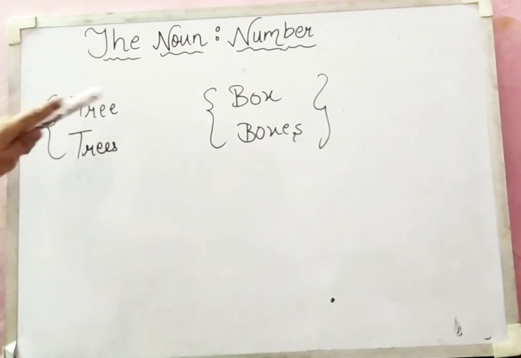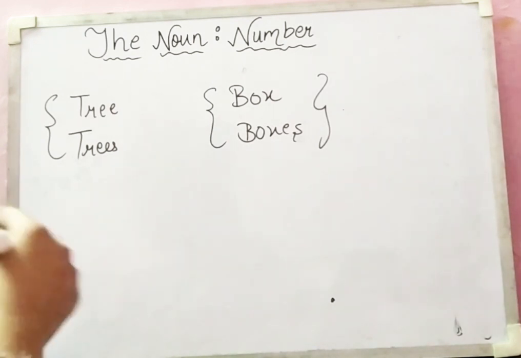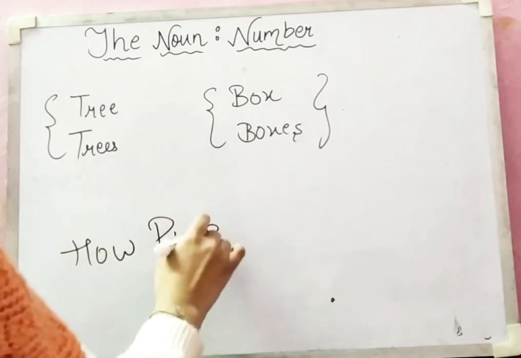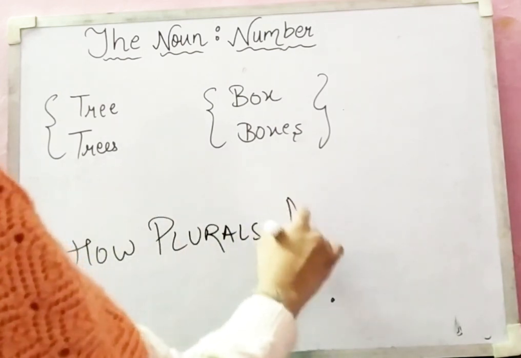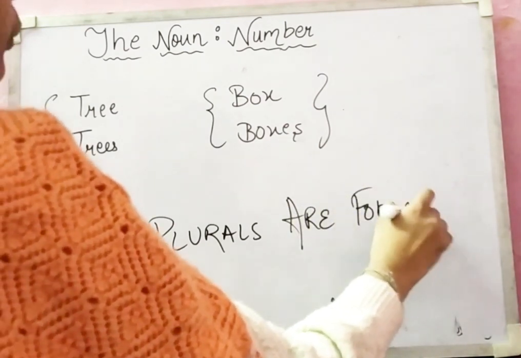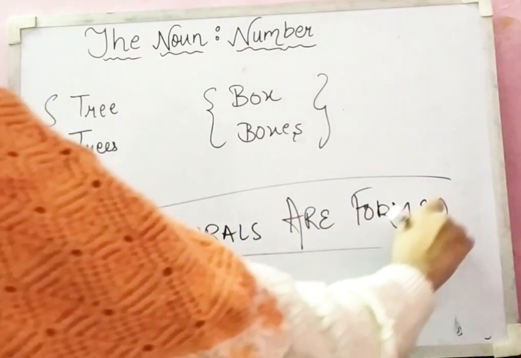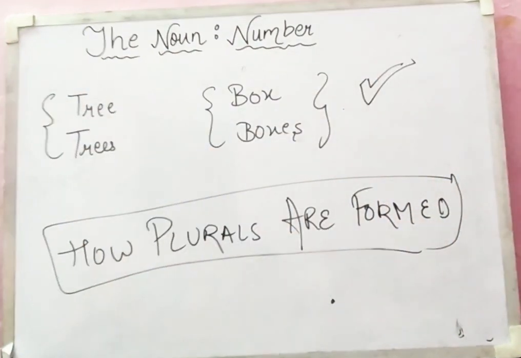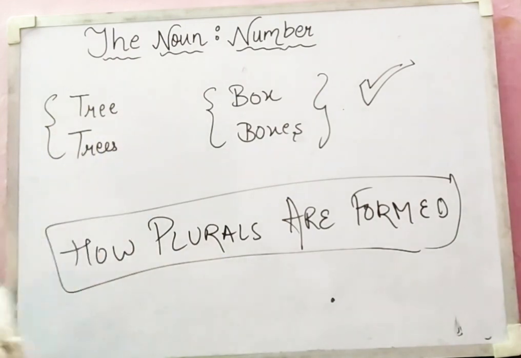Today we are going to do the next concept of English grammar, that is the noun number. In this particular video, our most emphasis will be on how plurals are formed. But before doing this concept, we have to understand this much. So let's start with this only.